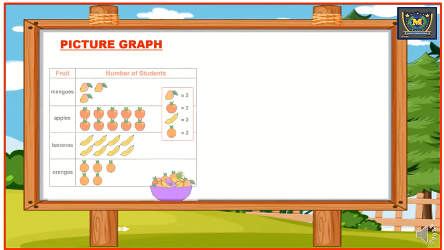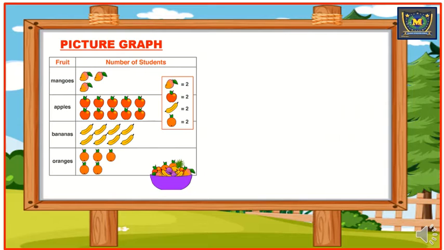Okay? Now, in taking a survey, you need a basis in getting the information. In here, we will use the picture graph. A picture graph looks like this. In here we have fruit. These are the names of the fruit. We have mangoes, apples, bananas, oranges, and then the number of students. We have here the corresponding picture of that specific fruit.